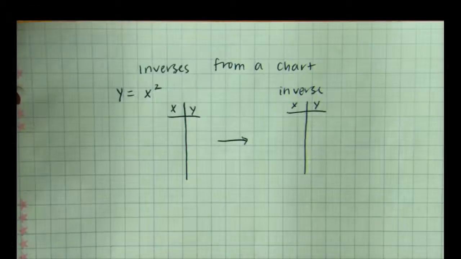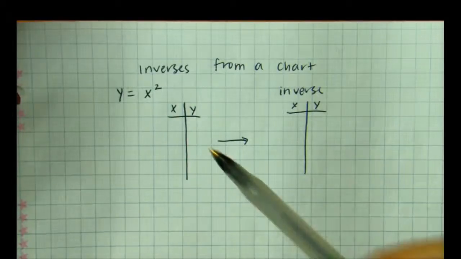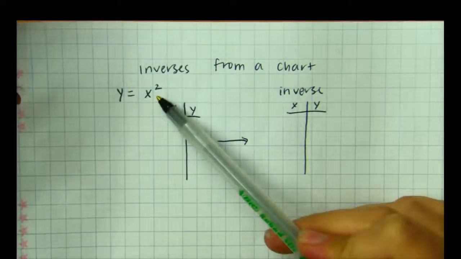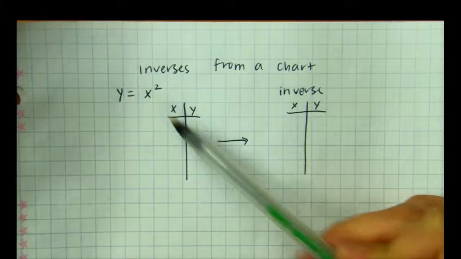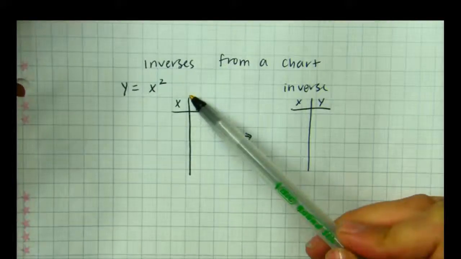Okay, the last thing I want to talk about is inverses from a chart, and how to figure out the values of an inverse based on a chart you have about a graph. So I'm going to start off with my function y equals x squared. This is a function that you know, and you could probably find the inverse fairly easily if you wanted to. But we're going to start off just by thinking about its x and y values.